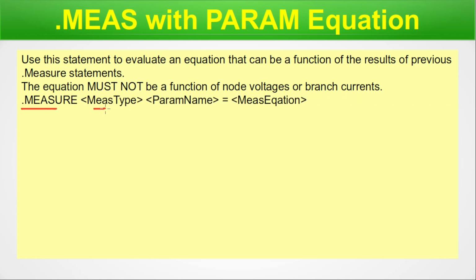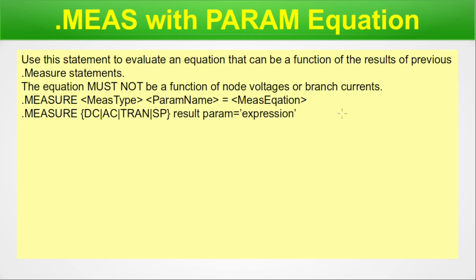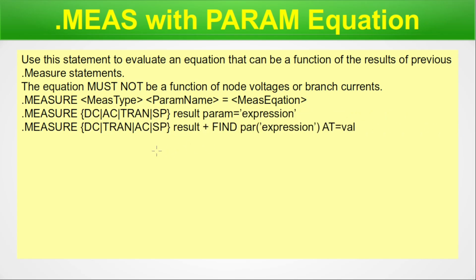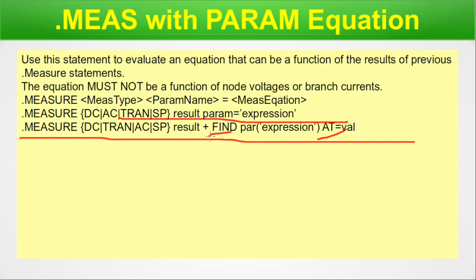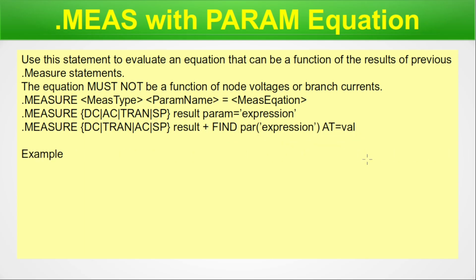Dot measure, then measure type, then parameter name, then measure equation. This is the generic form. And this is the syntax, and this is another syntax. So multiple sets of syntax could be there. This is with find, and this is just a simple thing. This is find at. Now let us see some examples.